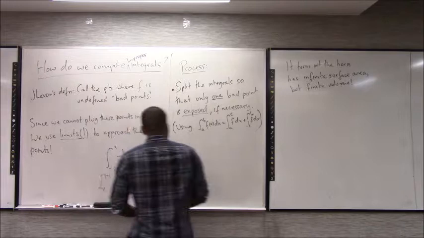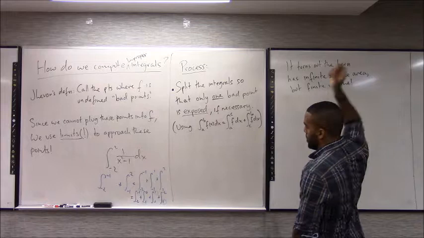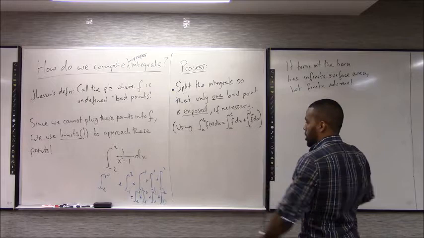So the first thing you're going to want to do is to actually split your integrals. First, recognize that it's improper, either if you see an infinity on the limit or you realize your function is going to be undefined somewhere on that interval. And all of that can be happening simultaneously. What you first want to do is, using this property, break that integral up so that only one point is a bad point on the integral.